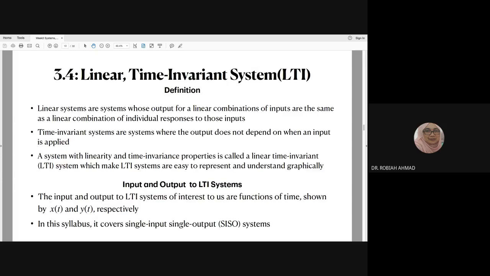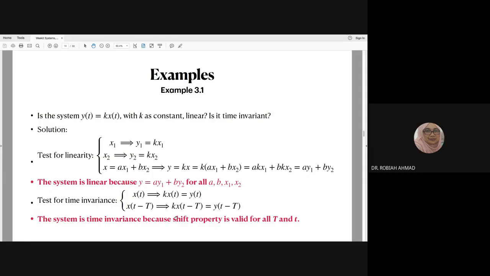properties. Okay, so the input and output to LTI systems of interest to us are functions of time, usually shown as x(t) and y(t). And again, the system covers single input and single output systems. Okay, so before saya pergi kepada more examples on LTI, we understand the concept of linearity and time invariance first. If we understand these two concepts, then we can look into the LTI system as a whole.